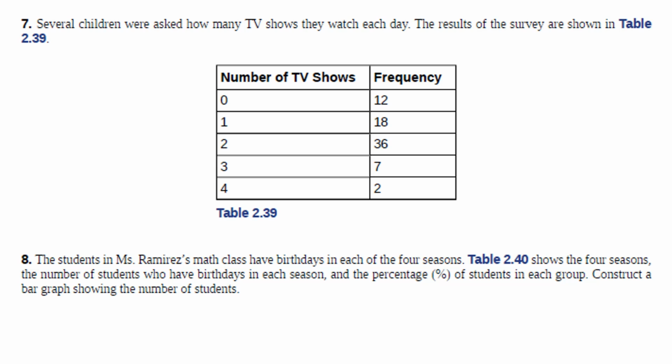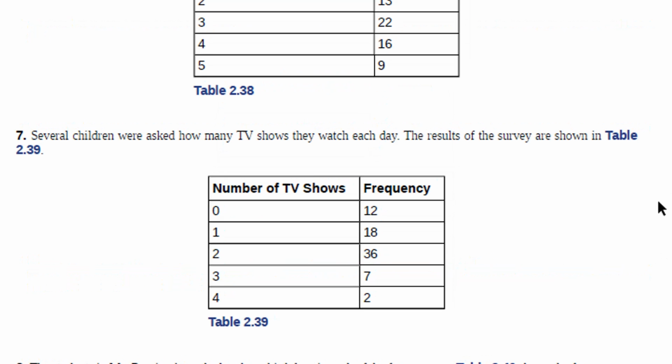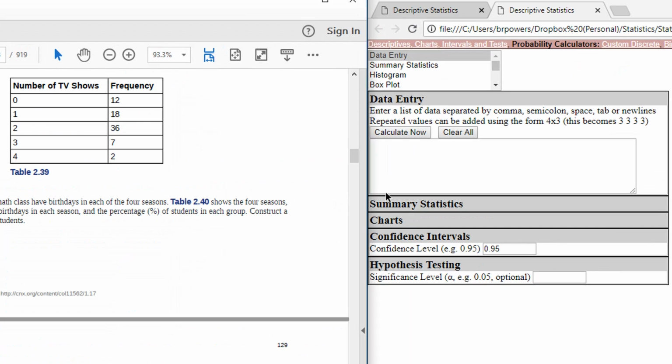They've watched anywhere from 0 to 4 TV shows, and we have how many kids said they watch each number of shows. So I'm going to input this, and I'm going to show you a little handy way I have for inputting this data. Let me scroll this up a little bit. Okay, scrolled it up. So if you go to the descriptive statistics tool, the link is located in the little summary down below.